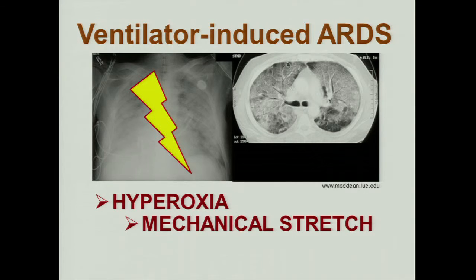So let's change gear just a little bit towards the type of ARDS that I'm particularly interested in. I'm particularly interested in ventilator-induced ARDS. In ventilator-induced ARDS, the two main insults happening to the lungs are the hyperoxia exposure and the mechanical stretch, which occurs due to the mechanical ventilators that we put these patients on.